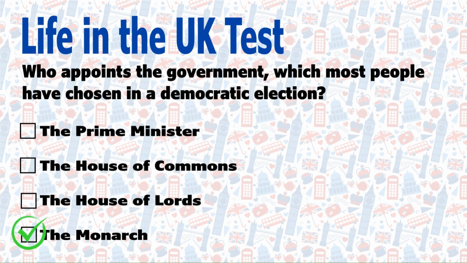The monarch does not rule the country but appoints the government, which the people have chosen in a democratic election. The monarch invites the leader of the party with the largest number of MPs, or the leader of a coalition between more than one party, to become the Prime Minister.